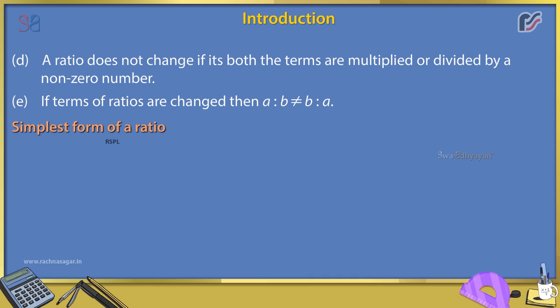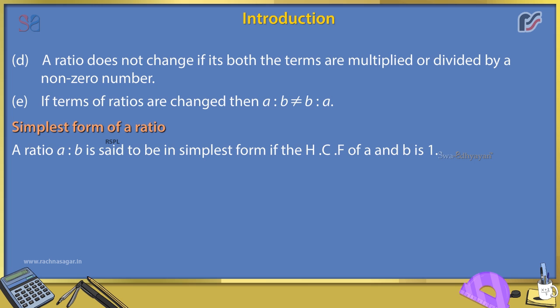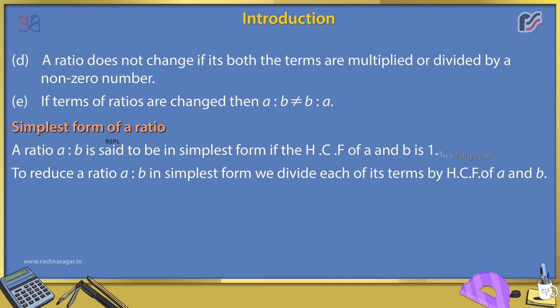Simplest form of a ratio. A ratio A is to B is said to be in simplest form if the HCF of A and B is 1. To reduce a ratio A is to B to simplest form, we divide each of its terms by the HCF of A and B.